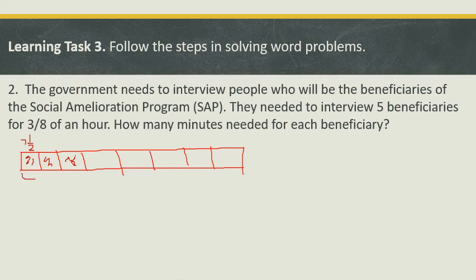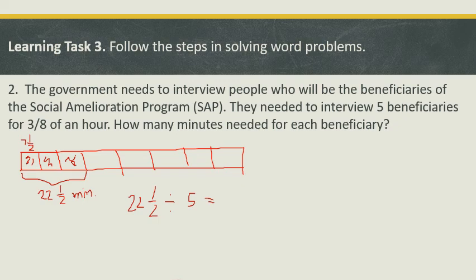So, kapag tinotal natin to lahat, so ito po ay 22 and 1/2. So, ito po yung ginamit. So, minutes. Kasi minutes yung hinahanap natin. So, ito po yung ginamit para sa interview. So, ngayon, hahati-hatiin natin yung 22 and 1/2 sa 5 beneficiary. So, 22 and 1/2 divided by 5.